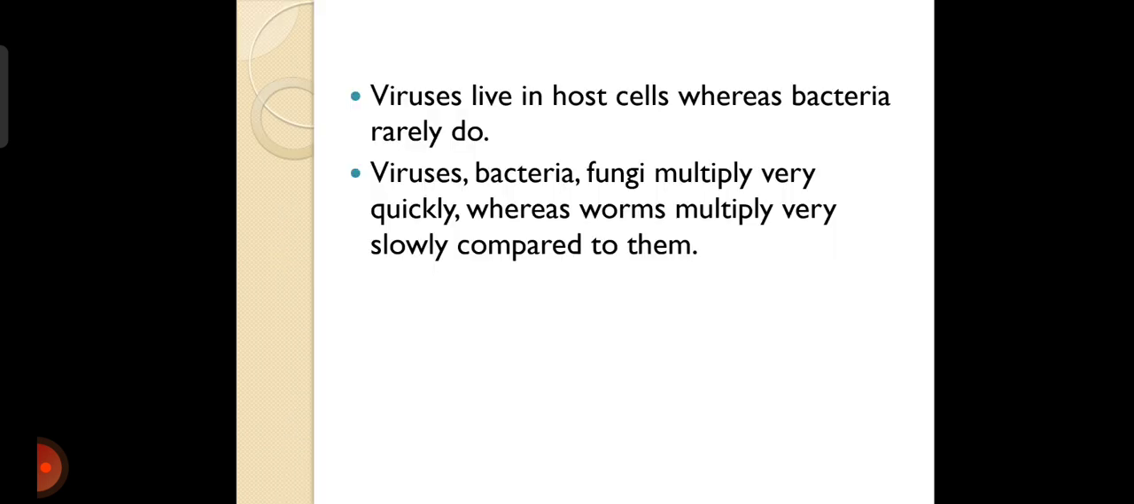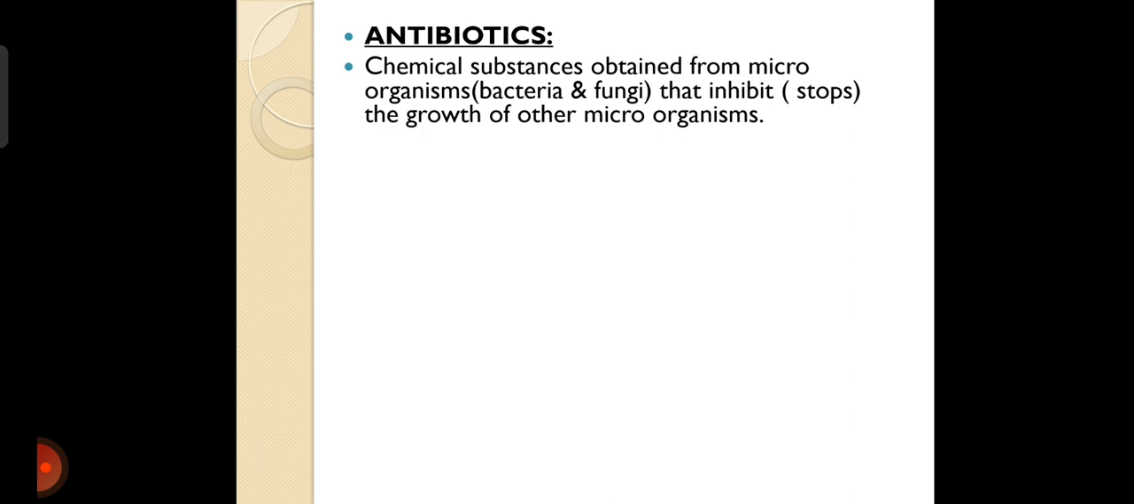Viruses live in the host cells, whereas bacteria rarely do. Viruses, bacteria, and fungi multiply very quickly, whereas worms multiply very slowly compared to them. About the antibiotics: chemical substances obtained from microorganisms like bacteria and fungi that inhibit or stop the growth of other microorganisms are called antibiotics. Example, penicillin is obtained from Penicillium notatum.